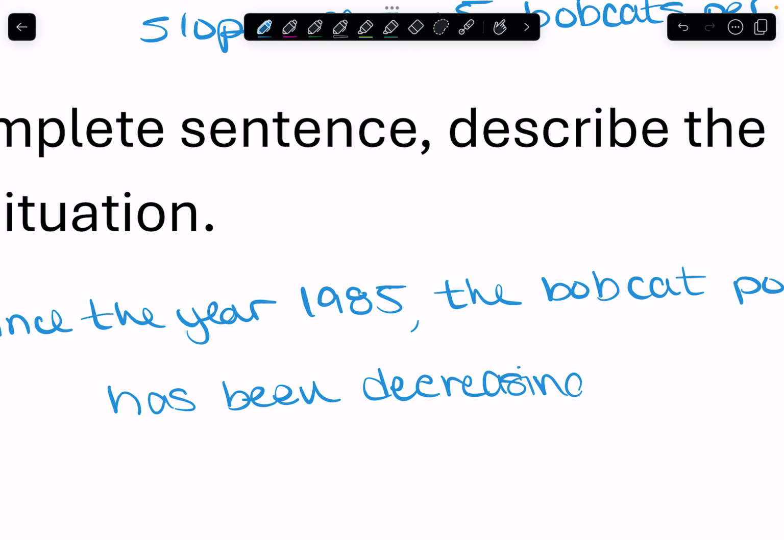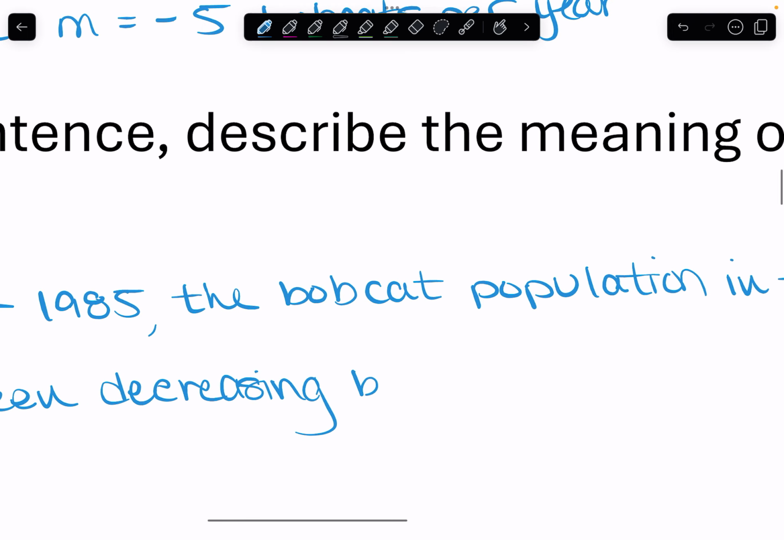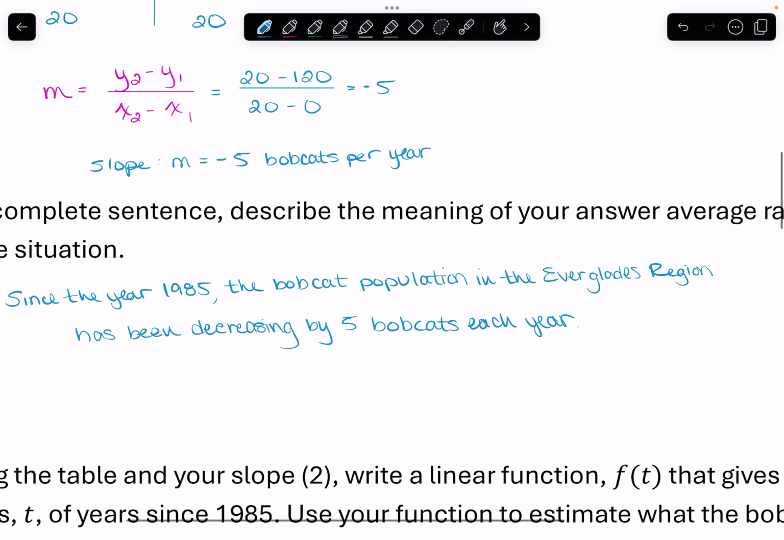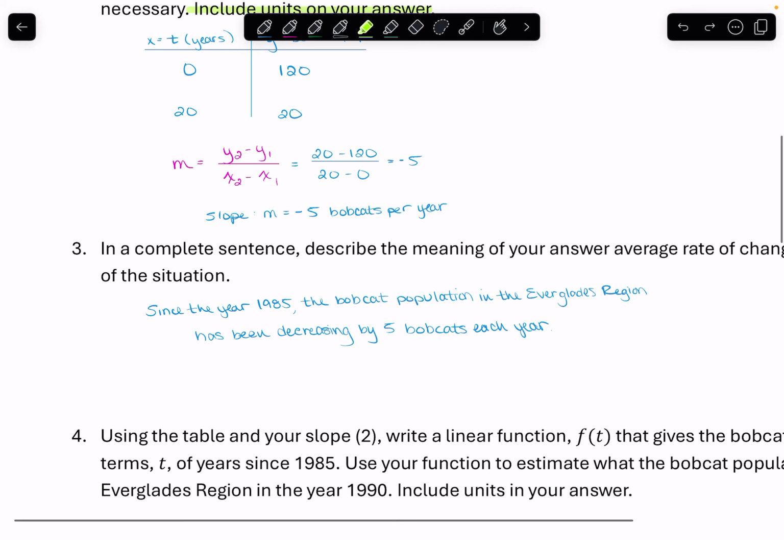decreasing by 5 bobcats each or every year. Now be careful when you write that out. The word decreasing covers the negative. So if you say decreasing by -5, that's a contradiction. It's a double negative. So be very careful about that. Decreasing when it's negative, increasing when it's positive. So since the year 1985, the bobcat population in the Everglades region has been decreasing by 5 bobcats each year. Done.